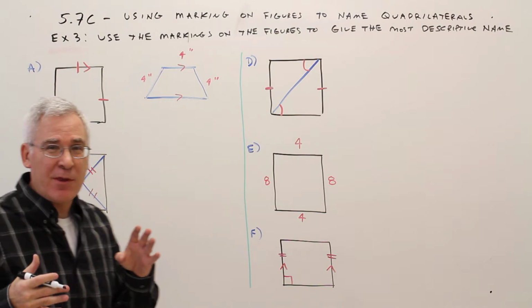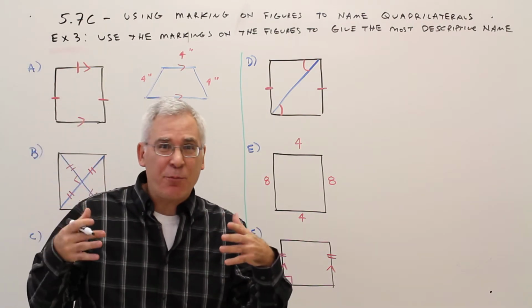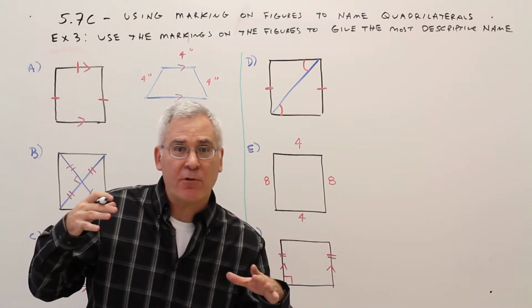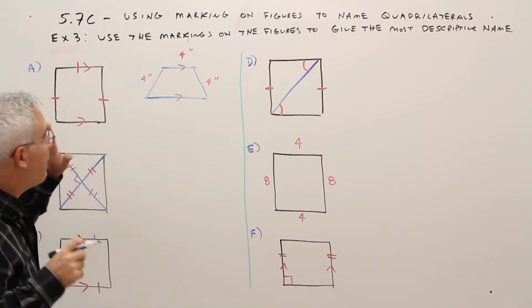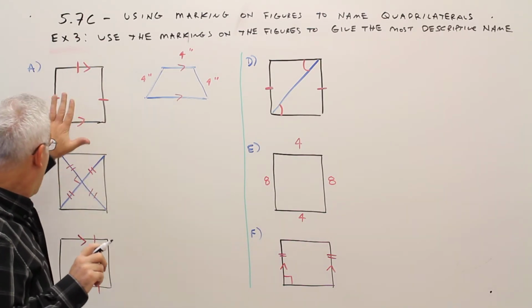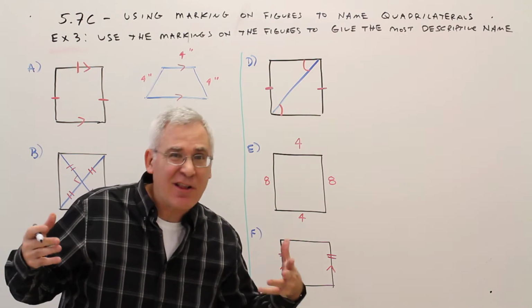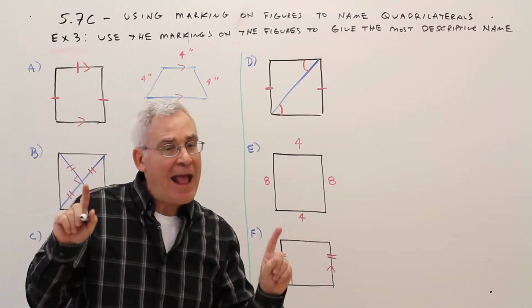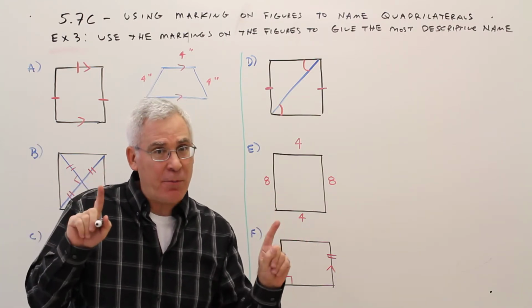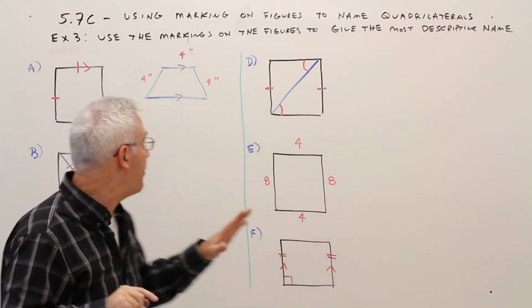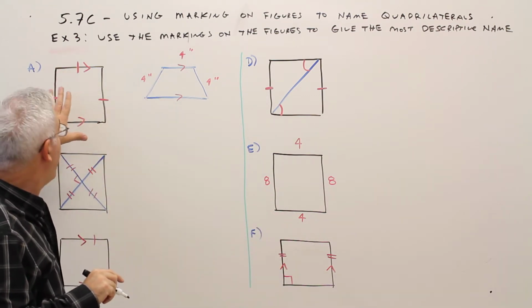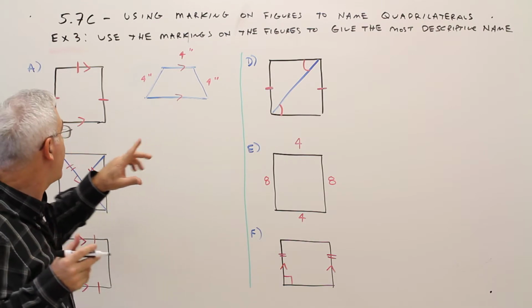All right, so we're definitely going to be using our definitions, our properties, and ways to prove things are quadrilaterals. First thing I want to point out is everything appears to look kind of like a square. You can't go based on appearance. You've got to go based on markings. So here's an example. This appears to be a square. However, let me show you the analysis.